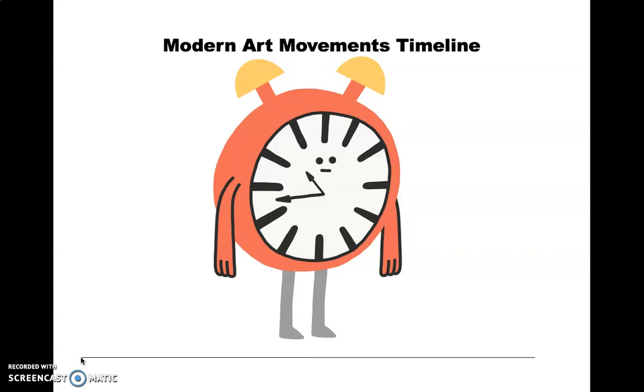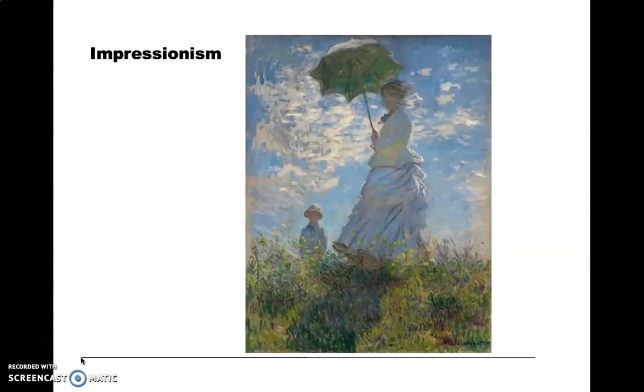Okay, we're looking at modern art movements. The first activity I've asked you to do is to download that timeline PDF and paste the pictures on where you think they belong, but don't paste them down until you watch this because this will go through the right sequence. Okay, let's go. The first art movement was Impressionism.